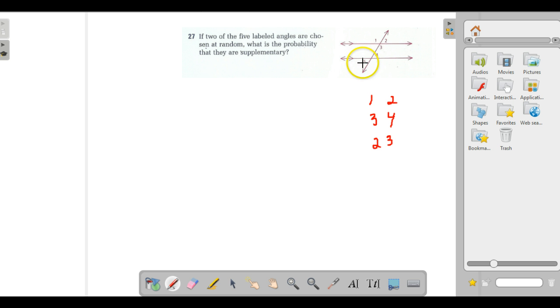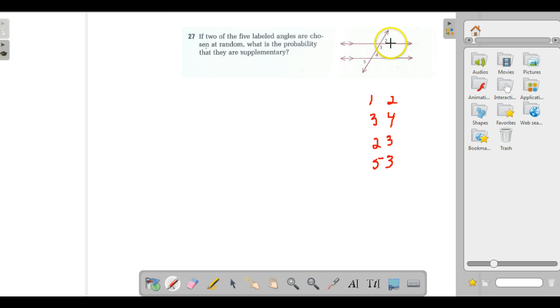Since 4 and 5 are vertical angles, and vertical angles are equal, well then, since 4 is supplementary to 3 and 4 is equal to 5, then 5 must also be supplementary to 3. So that's one there.